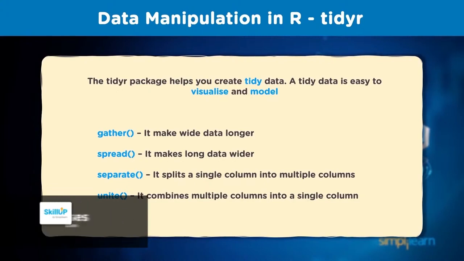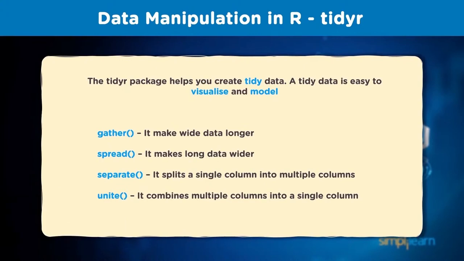You have separate, which is a function which splits a single column into multiple columns, and to complement that you have one more function which is unite, and that combines multiple columns into a single column. So these are the four main functions used in the tidyr package. So let's look at how we work with this.